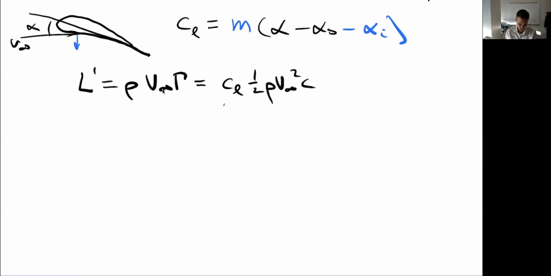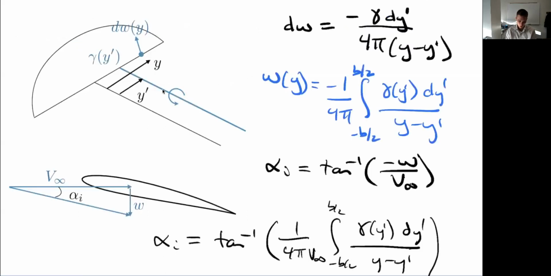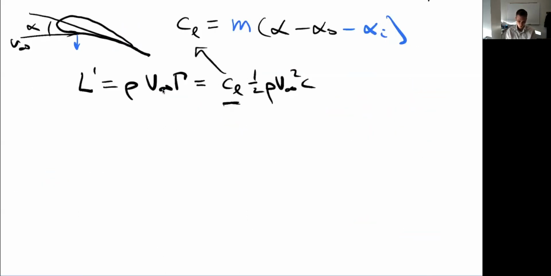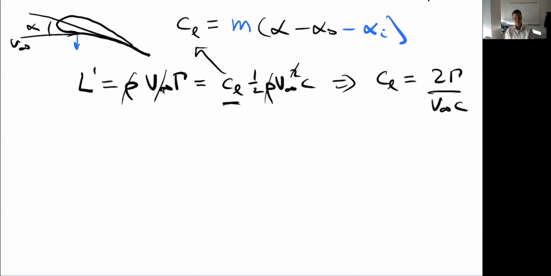So if I solve this for CL, I'm just trying to get an expression in terms of circulation, because all my expressions here are in terms of circulation, I just want to get everything in terms of the same variable. This tells me that CL is equal to, let's see, these rho will cancel, one of the V infinities will cancel, 2 gamma over V infinity times c.